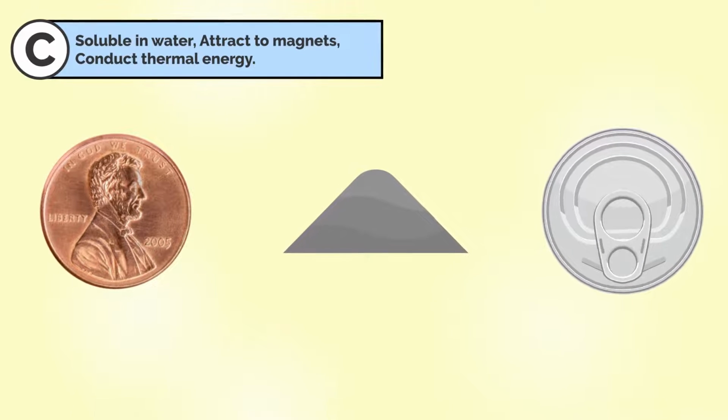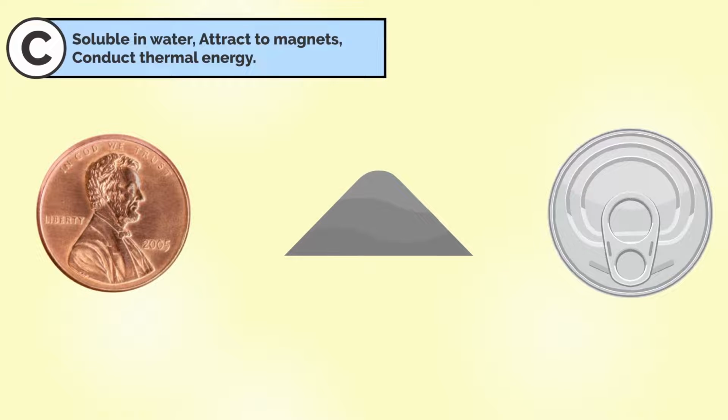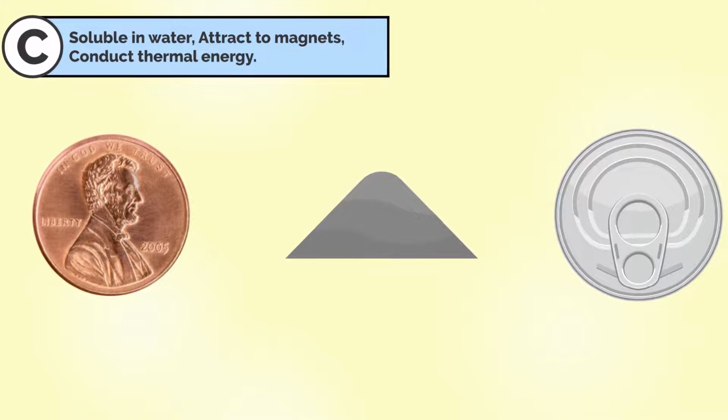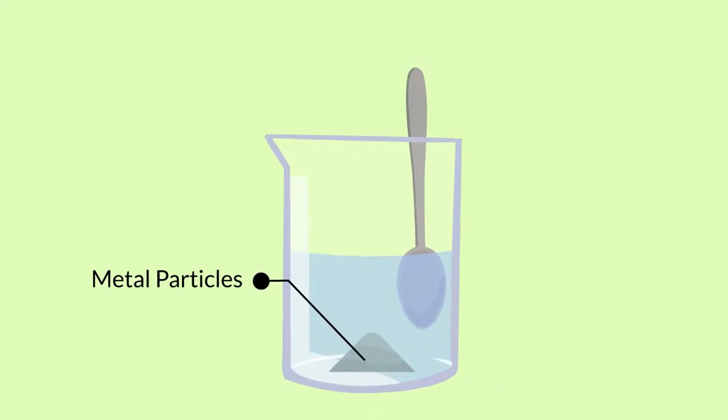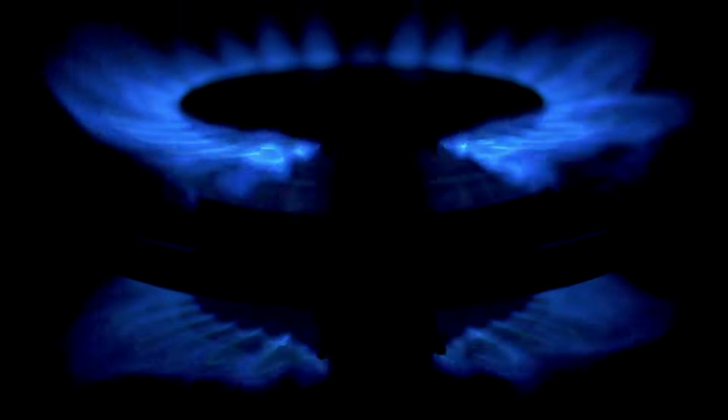Option C, soluble in water, attract to magnets, conduct thermal energy. Here, we must critically evaluate if metals dissolve in water, and while some metals do attract magnets, is this true for all of them? Also, do all metals conduct heat?